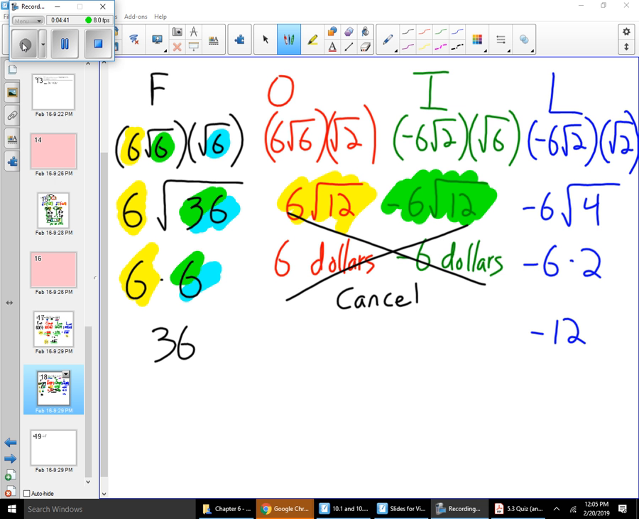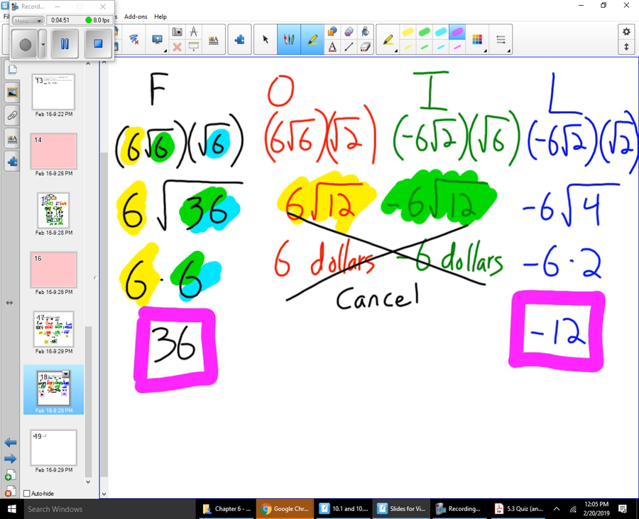So there's a lot of work that happened here, but when it's all said and done, I've got a whole number, 36. And from that, I'm subtracting the whole number, 12. And 36 minus 12, that's a 24.